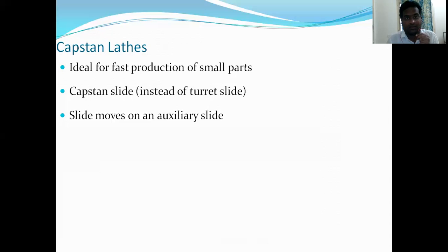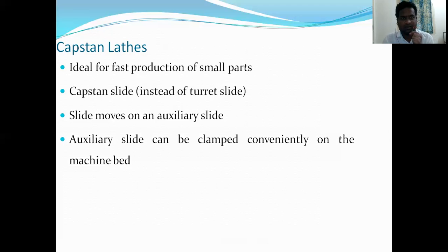But apart from these planes, it can move in another plane. That's why that is called an auxiliary plane. Here the slide moves on an auxiliary slide. And it is ideal for fast production of small parts. The auxiliary slide can be clamped conveniently on the machine bed. Okay, so this is about the capstan lathe.